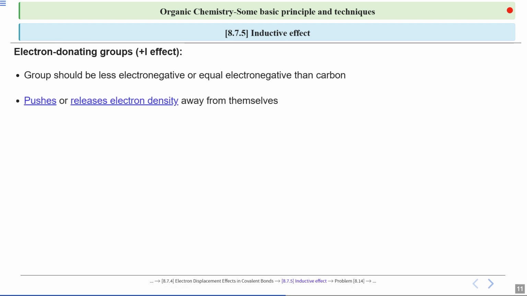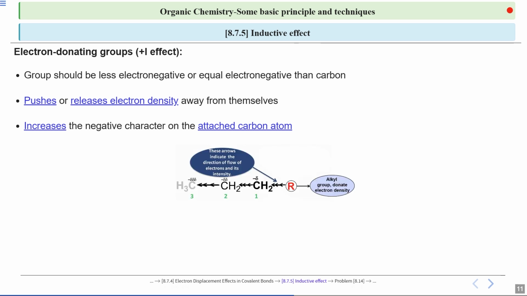What will they do? Due to their lower or equal electronegativity, they will push or release electron density away from themselves. As a result of that, the negative character on the carbon which is attached to the electron donating group increases. So they will develop a delta negative charge onto them. Here is an example of that. The most common example is the alkyl group. So we have taken the same example.